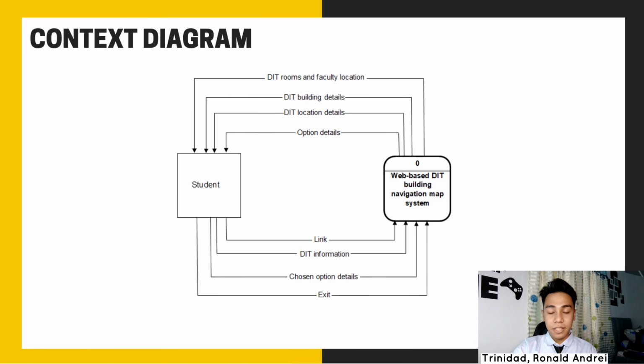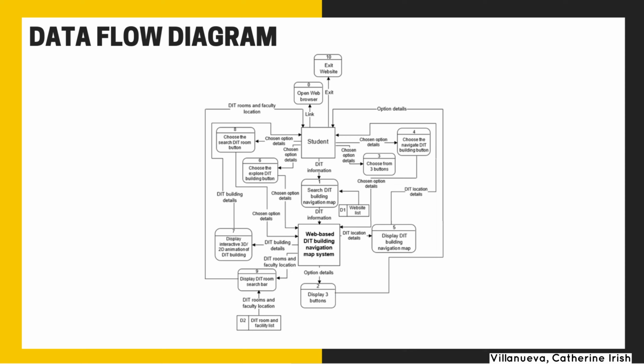The diagram shows the flow of the interaction between the entity and the system. On the diagram presented, there is only one entity, which is a source and sink entity called student, and the system called Web-Based DIT Building Navigation Map System. The diagram shows the detailed flow of the interactions between the entity and the system. The data flow diagram is a more detailed version of the context diagram. On the diagram presented, there are two entities, student and the web-based DIT building navigation map system. Also, the process taken by the respective entities is shown and the data store used is presented.